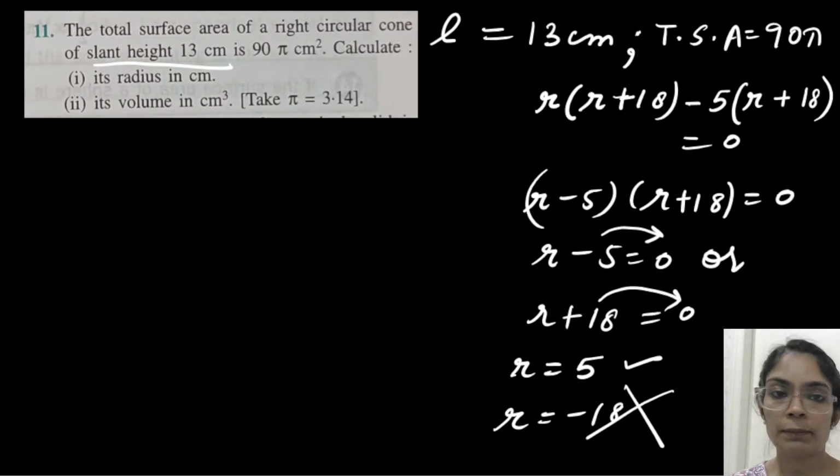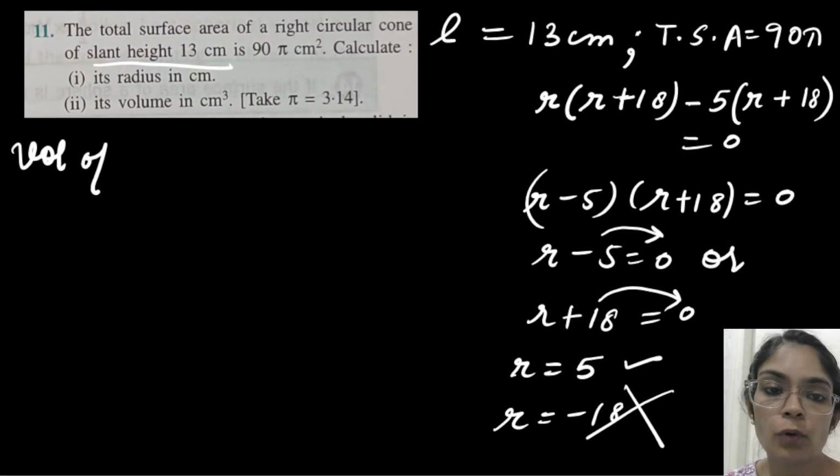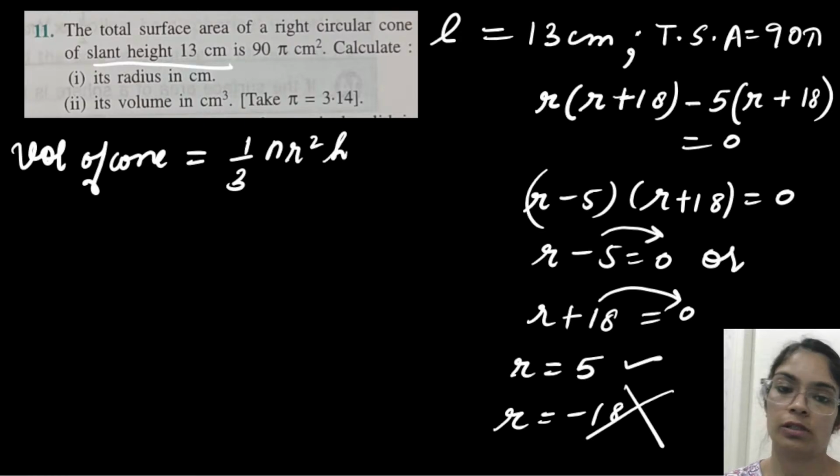Volume's formula you can send. What is the formula of volume? So volume of cone is equal to 1 by 3 pi r square h.